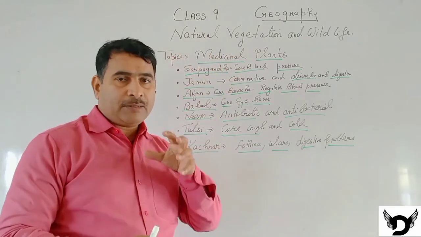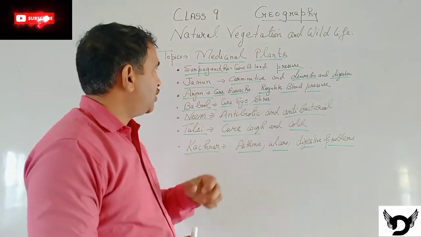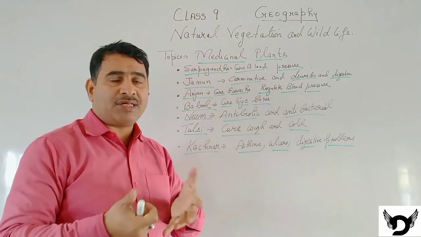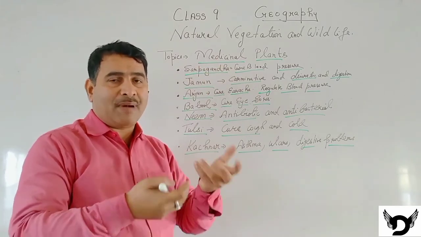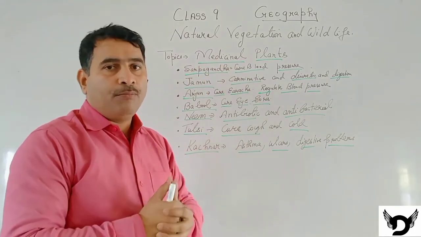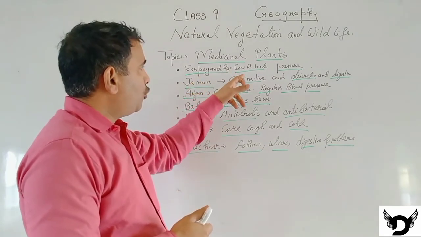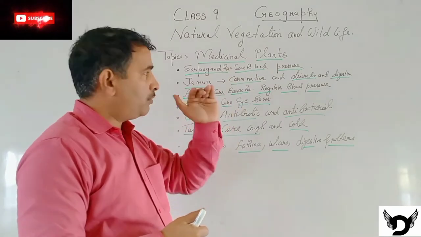Medicinal plant. This medicinal plant topic is to be discussed in this video. And this medicinal plant, by the name itself, it is called medicinal. That is the plants which are being used as medicine to cure several problems. So first thing is sarganda. Sarganda is used to cure blood pressure.